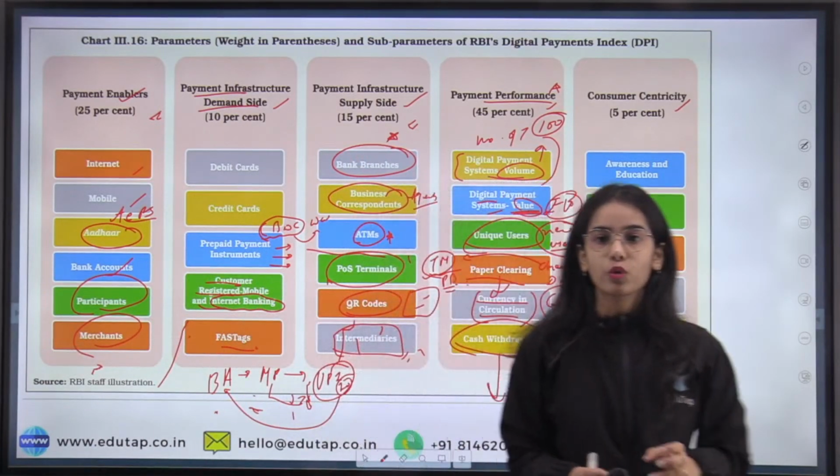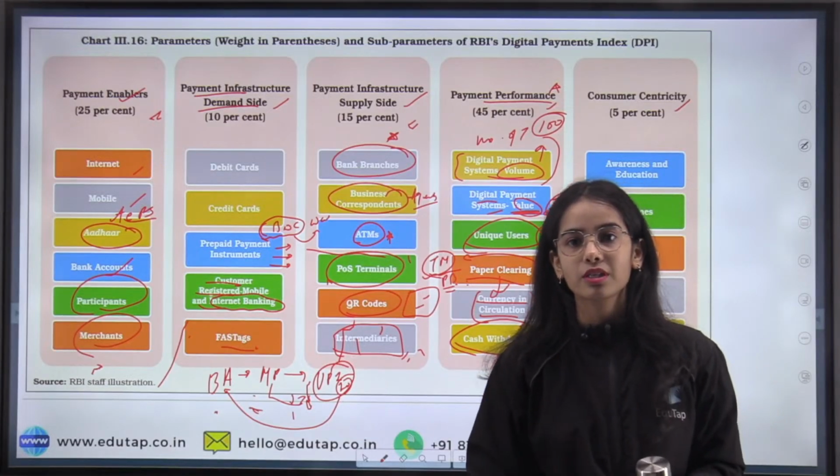Any confusion till now in the 4 parameters? Any confusion in the starting 4 parameters?